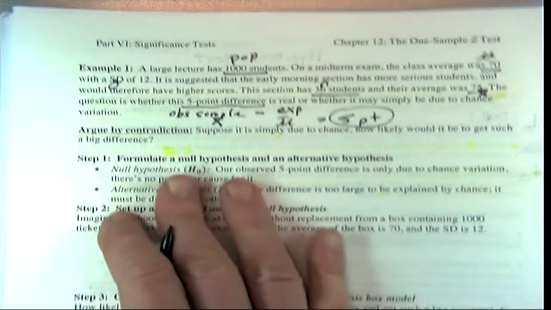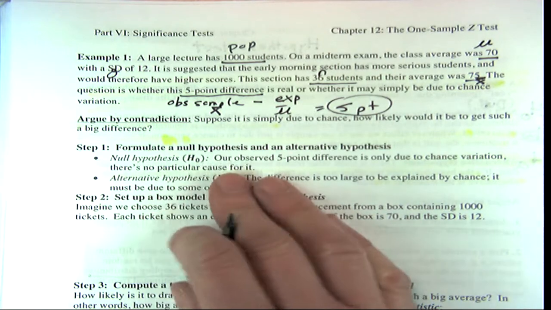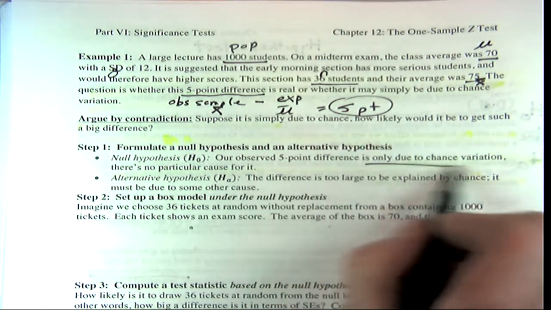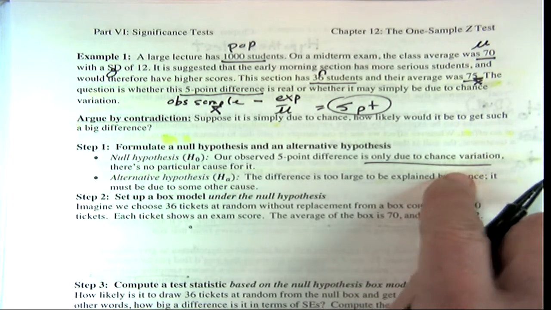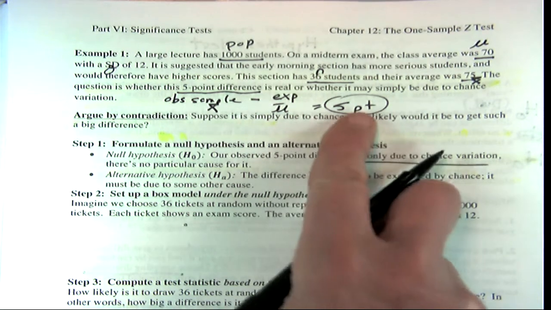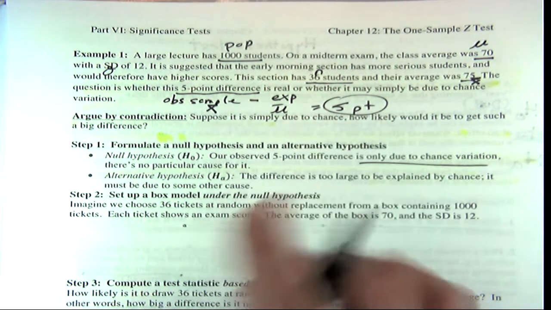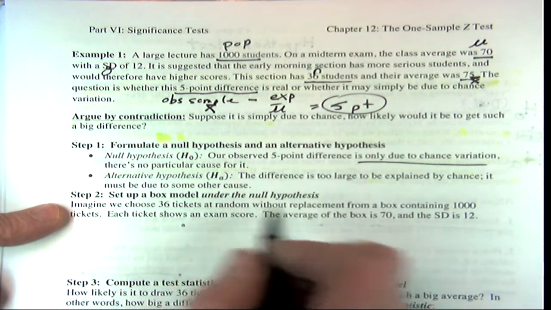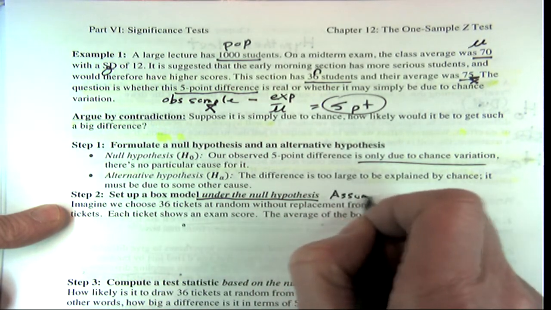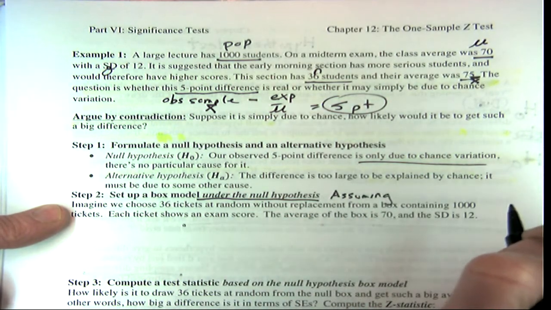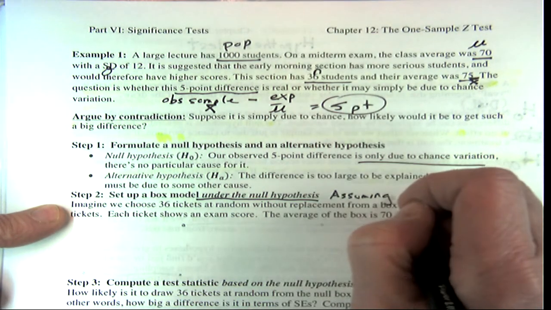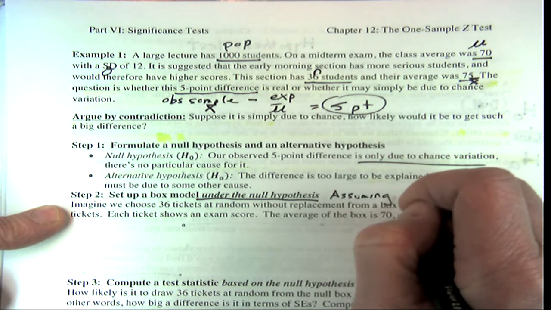So you argue by contradiction. You assume that this 5-point difference is only due to chance, and you build a box model based on that. And the alternative is that's too extreme a difference. That's so unlikely to be due to chance. So now you set up this box model, and the important thing is assuming the null to be true. You're not saying it's true. We know it actually wasn't true. I mean, they weren't randomly assigned, but we're going to model it that way. So we assume it to be true.